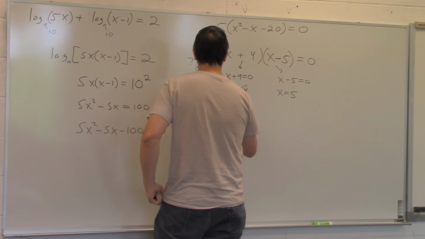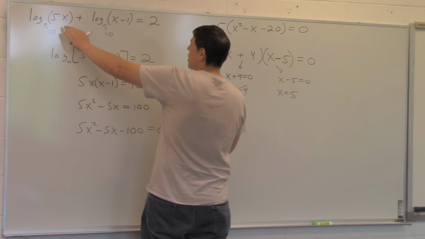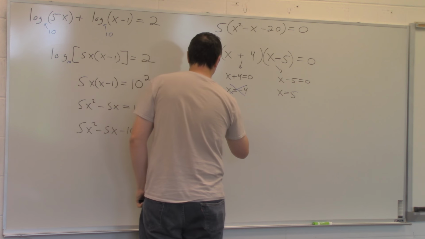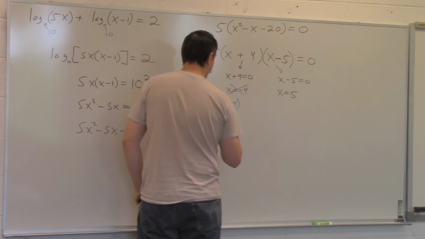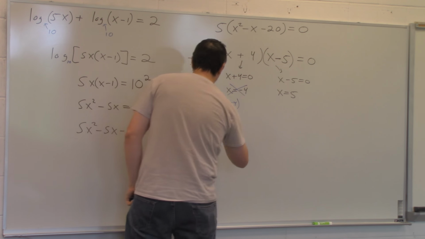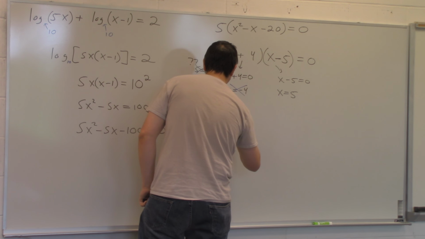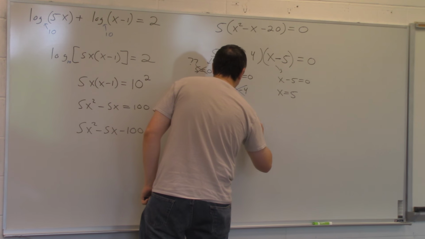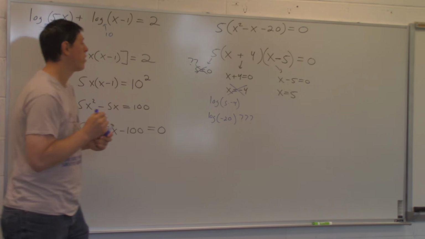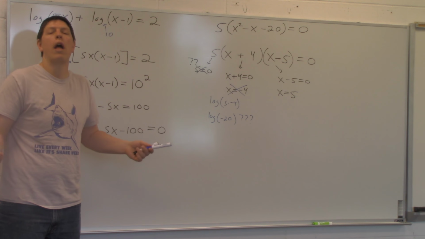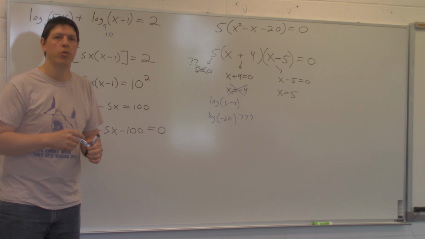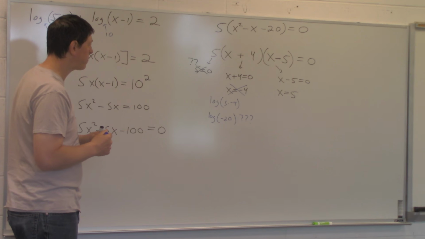Because if I substitute it even back into the first expression, log of 5 times negative 4, which gives me log of minus 20, we don't know what the logarithm of negative 20 is. It's an imaginary number. We're not even going to look at that in our undergraduate sequence.